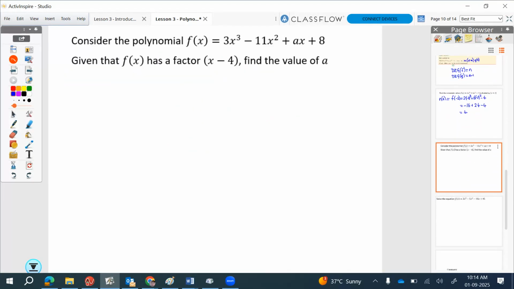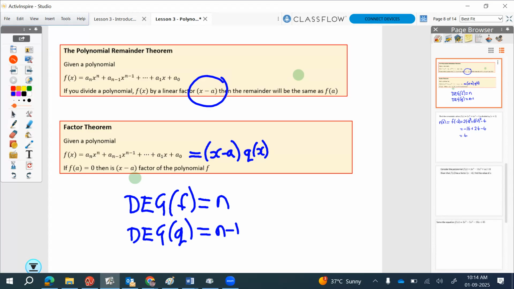We have a problem-solving question now. So we've got a polynomial. One of the coefficients isn't given to us. Given that f of x has a factor x minus a, find the value of a. Which theorem should we use for this? Factor theorem? Let's go back and look at factor theorem again. Factor theorem is this one.